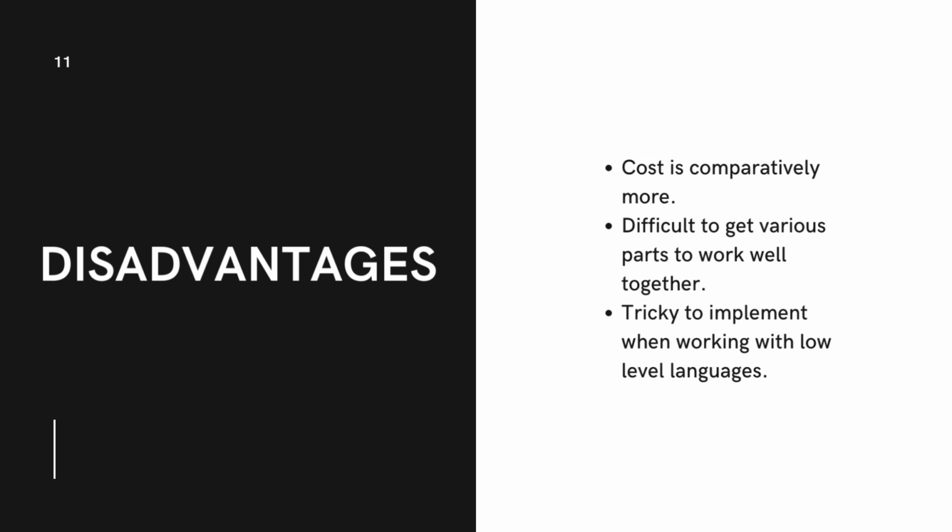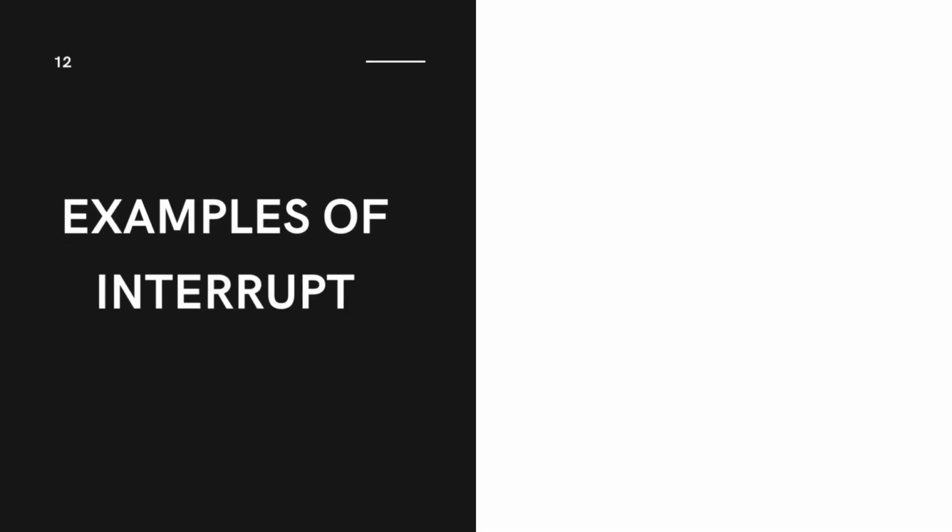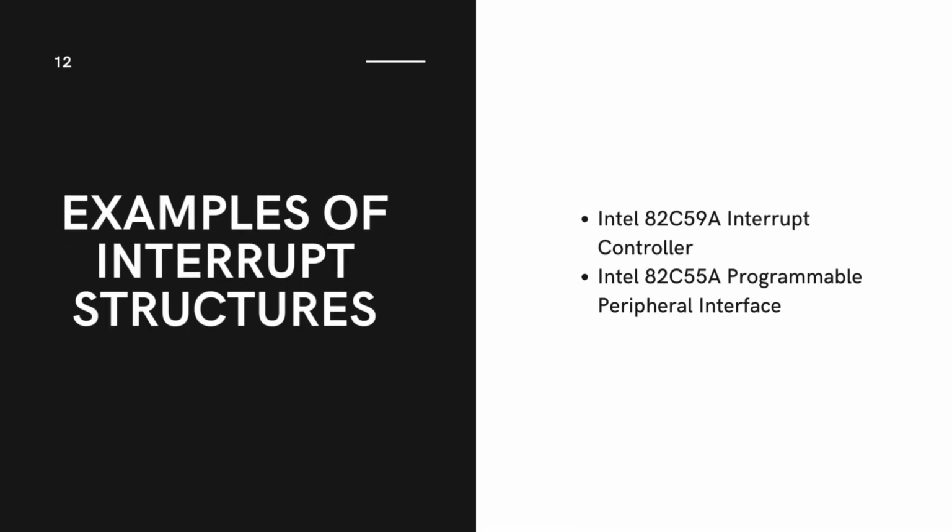Here are some examples of interrupt structures, and they are Intel 82C59A interrupt controller and Intel 82C55A programmable peripheral interface.